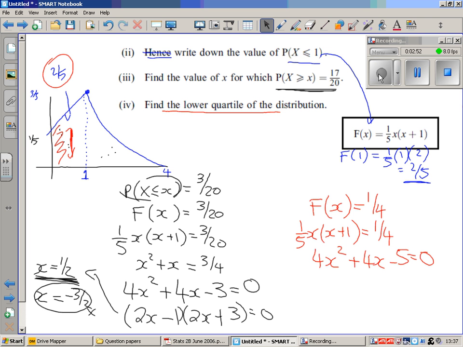This time it doesn't factorise. So this time you actually have to use the quadratic formula to get your two answers.